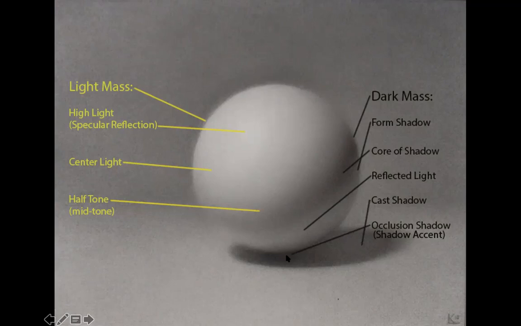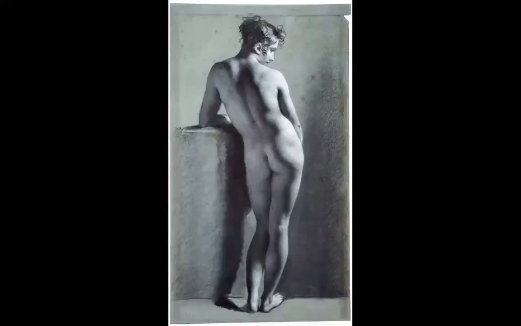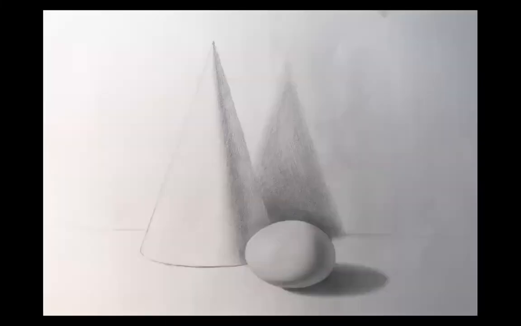Occlusion shadows or shadow accents, the very darkest part of the shadow mass where absolutely no light, or virtually no light, reaches. Halftone, the subtle tone that softens and transitions the shadow into the light. The center light, which is the main local value that's revealed by the light source, and then the highlight. So we'll be looking for those elements of light and shadow on complex form. And we did our exercise where we started to render volumes looking for those elements of light and shadow.